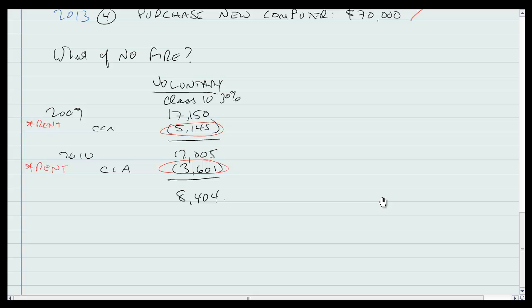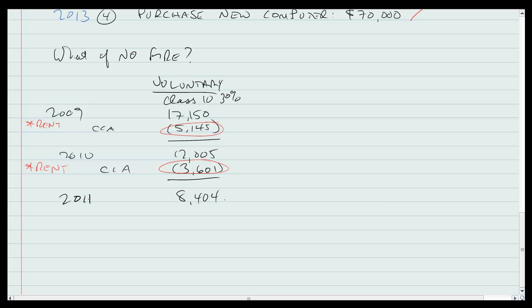But in this case, there was no fire. So for our baseline, we're saying, okay, they got this computer sitting there. They're not using it. Do they continue to depreciate it? Well, they either do that or they throw it out, in which case they'd have a terminal loss. So we'll just consider that they continue to take CCA on it each year, but they're renting this other computer that's actually doing the work. Just to set the scene. Okay, so now this is 2011's opening balance.